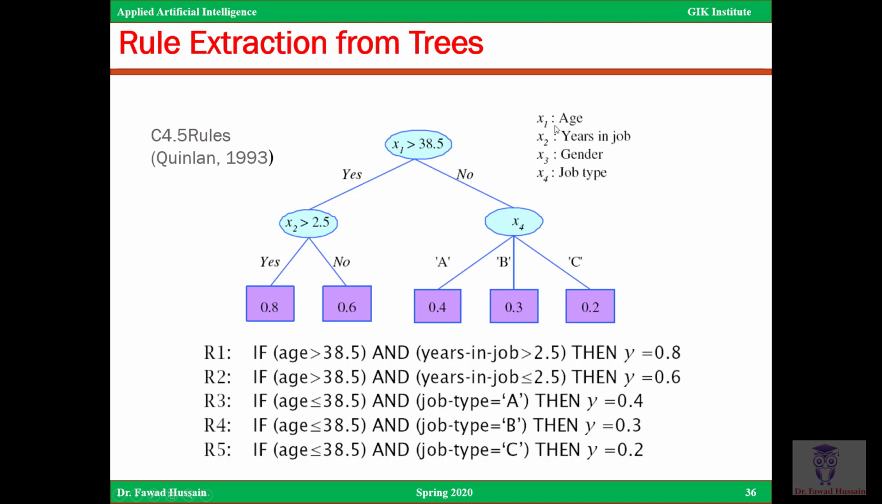So first, if age is greater than 38.5, yes, and x2, if your experience is greater than 2.5, so if age is greater than 38.5 and experience is greater than 2.5, then the output y is 0.8. So for each leaf we are going to have a rule, because there are different values in each leaf. So 1, 2, 3, 4, 5 values, you end up with 5 rules.